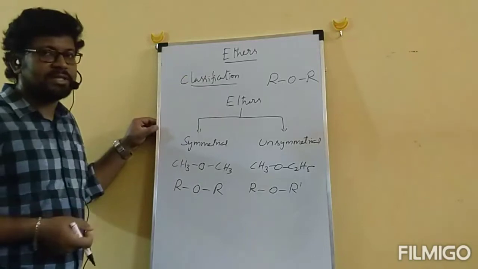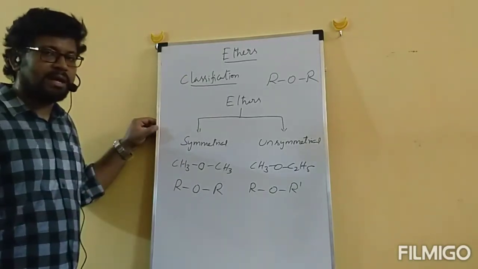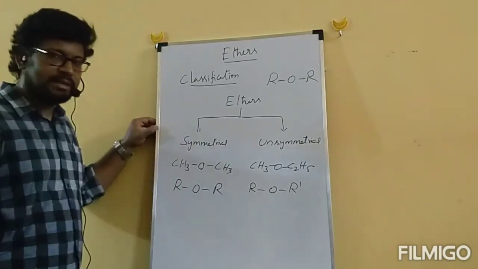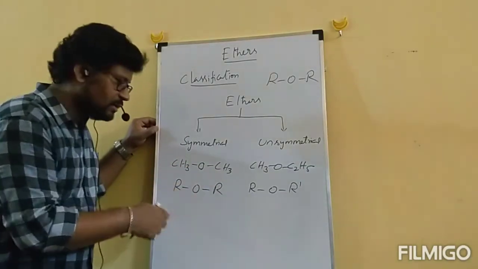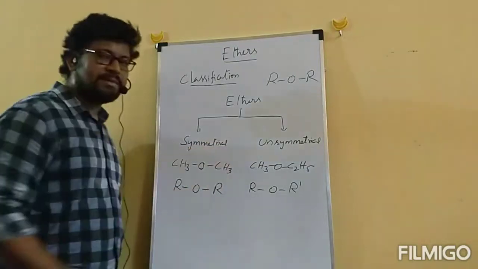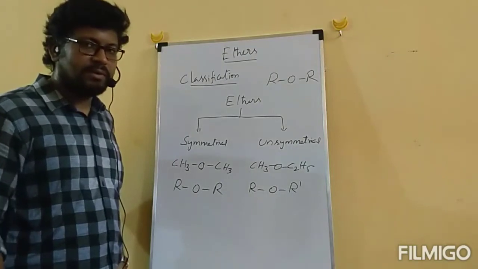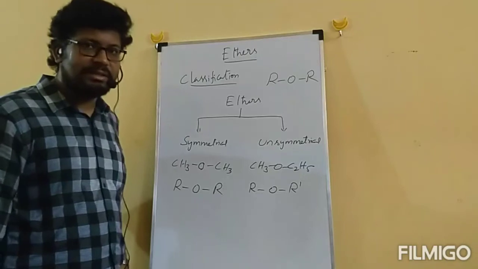And this is about classification of ethers. Ethers are classified depending on the type of alkyl groups attached with oxygen. These are two, symmetrical and unsymmetrical ethers. CH3OCH3, C2H5OC2H5 are examples for symmetrical ethers. And coming to unsymmetrical ethers, CH3OC2H5, C2H5OC3H7 come under unsymmetrical ethers.